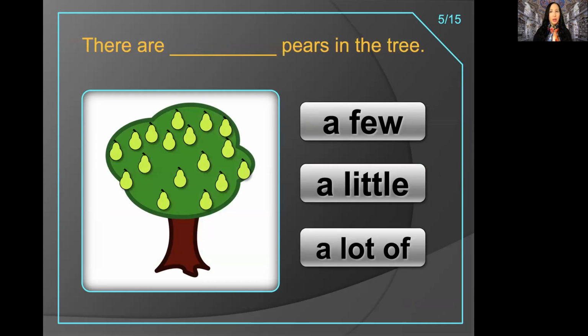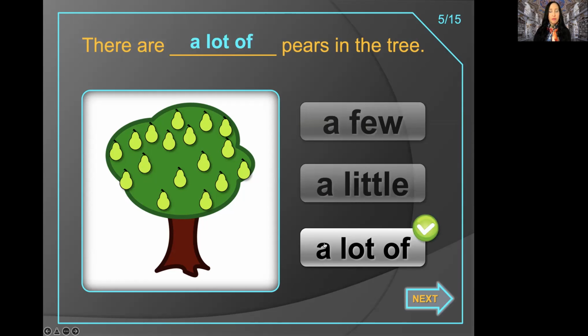There are blank pears in the tree. How many pears are in this tree? There are a few pears in the tree. There are a little pears in the tree. There are a lot of pears in the tree. Which one? A few, a little, or a lot of pears? Let's see, which one? That's right, a lot of pears in the tree. Correct.